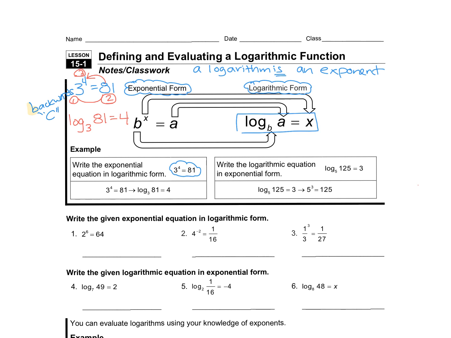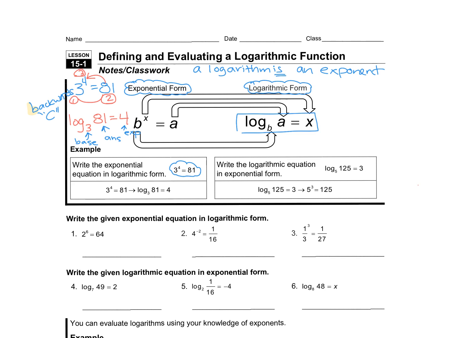This is my logarithmic form, where my 3 is still my base. That's the base of 3. 81 is still the answer, and 4 is the exponent. Because remember, a logarithm is simply an exponent.